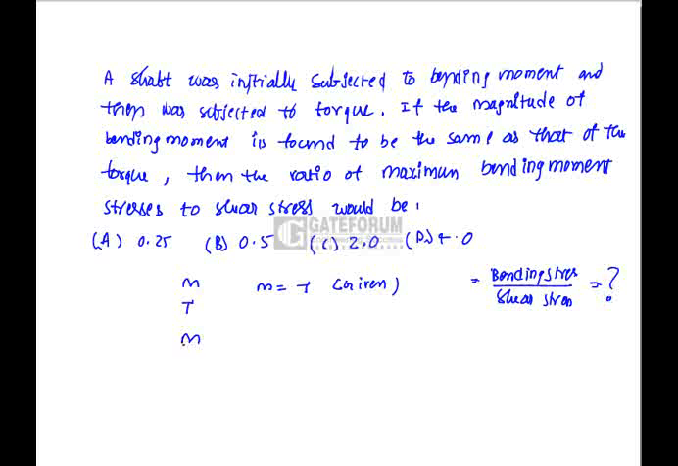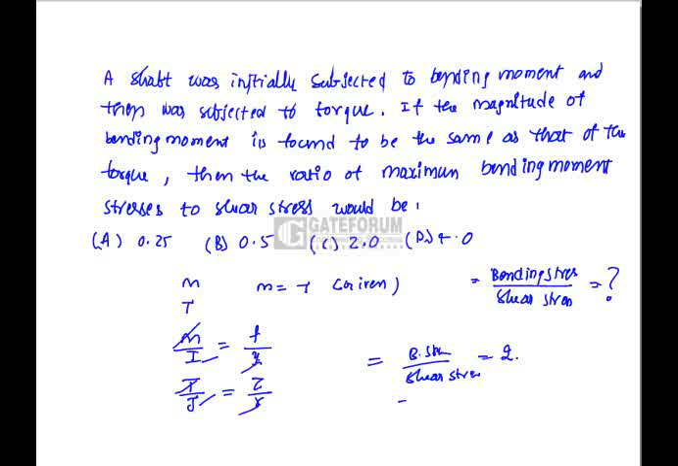We know the relationship M by I, moment of inertia, is equal to bending stress by y, equal to torque by J, polar moment of inertia, equal to tau by R. By using this relationship, I and J, and I by d by 2, these two things are going to cancel. So we get the bending stress to shear stress ratio is equal to 2. So option C is correct.